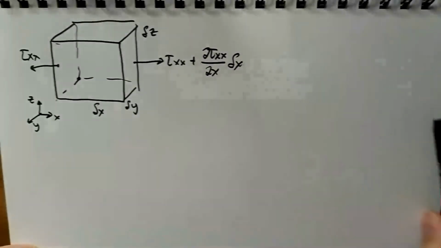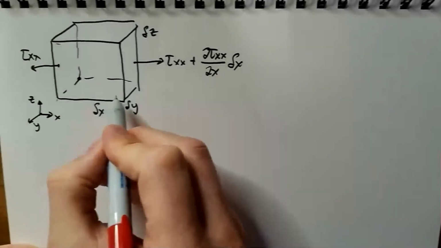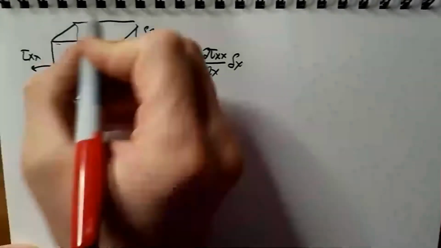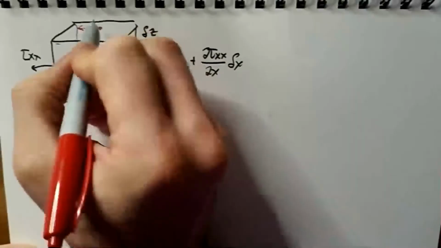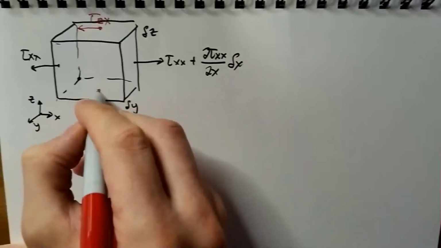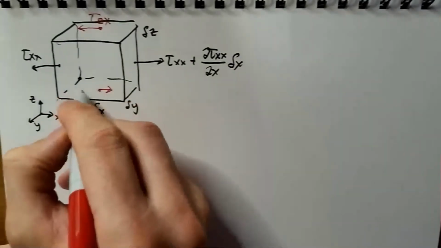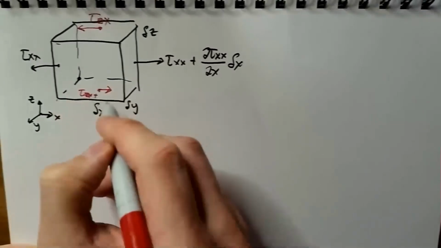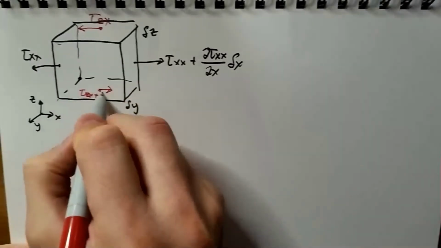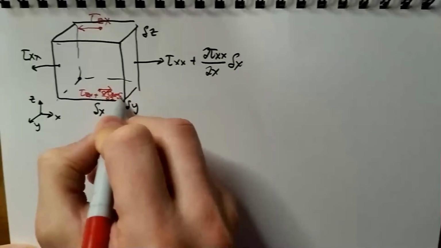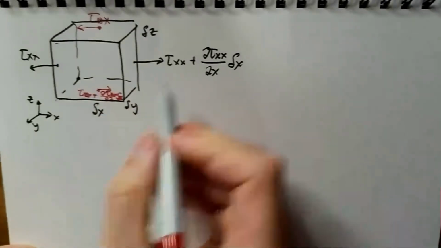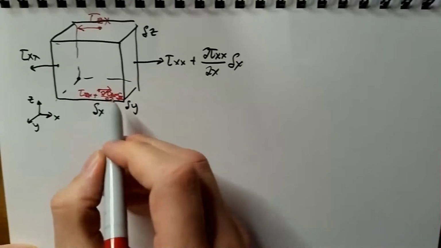This is tau xx plus delta tau xx over delta x times this distance delta x. Now let me take perhaps different color. I will use red color for this bottom face. Let's say bottom and top. Let's say at the top I have a shear stress tau zx, and on the bottom I have a shear stress tau zx plus, this will become very busy but stay with me, delta tau zx over delta z times delta z. Probably you cannot see what I wrote here, but if you are listening to what I'm saying, then you will understand.